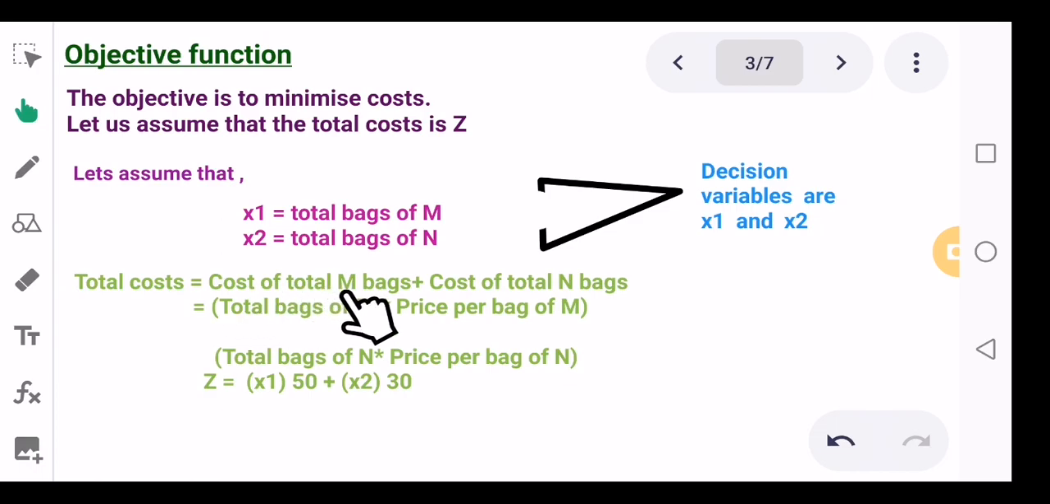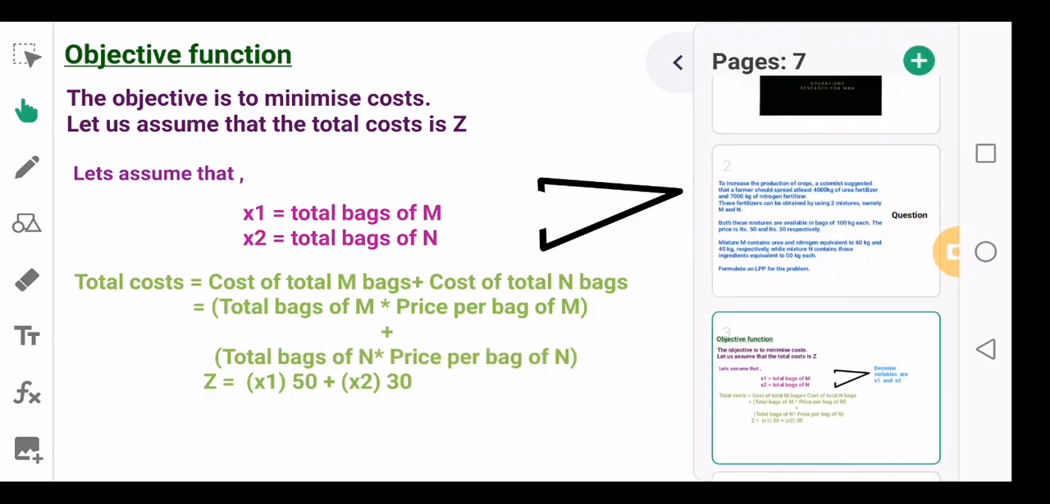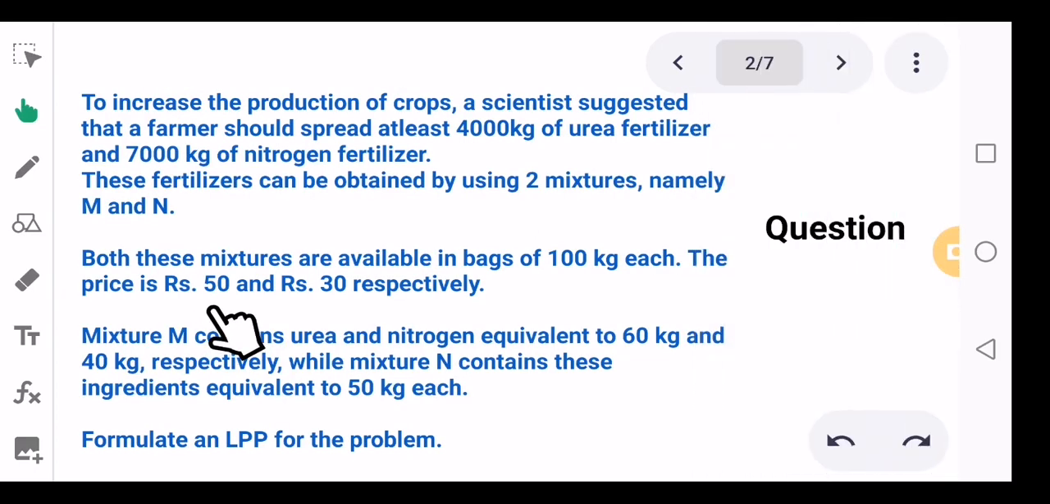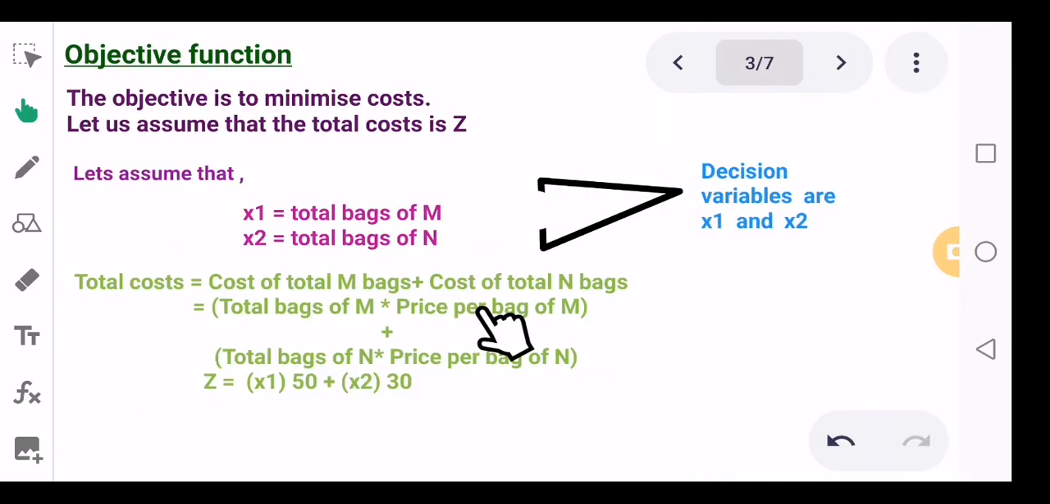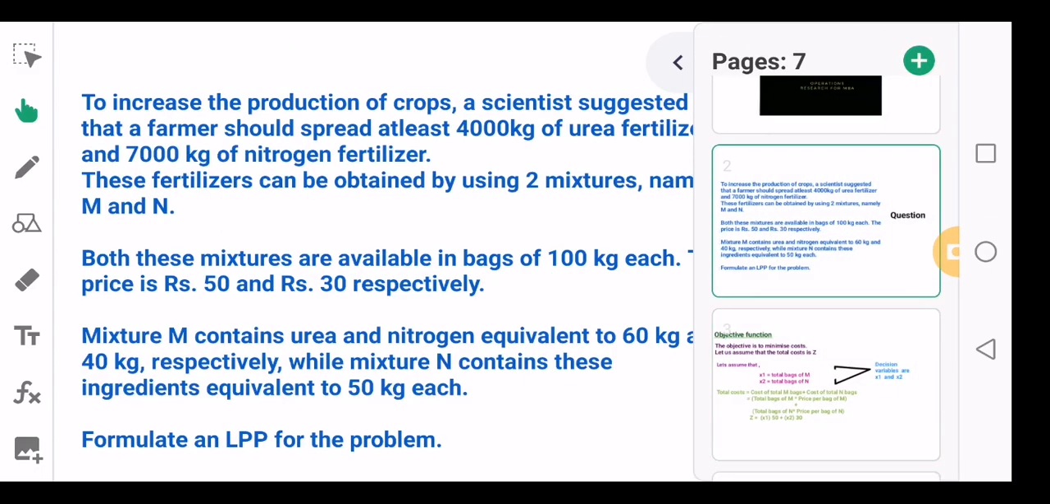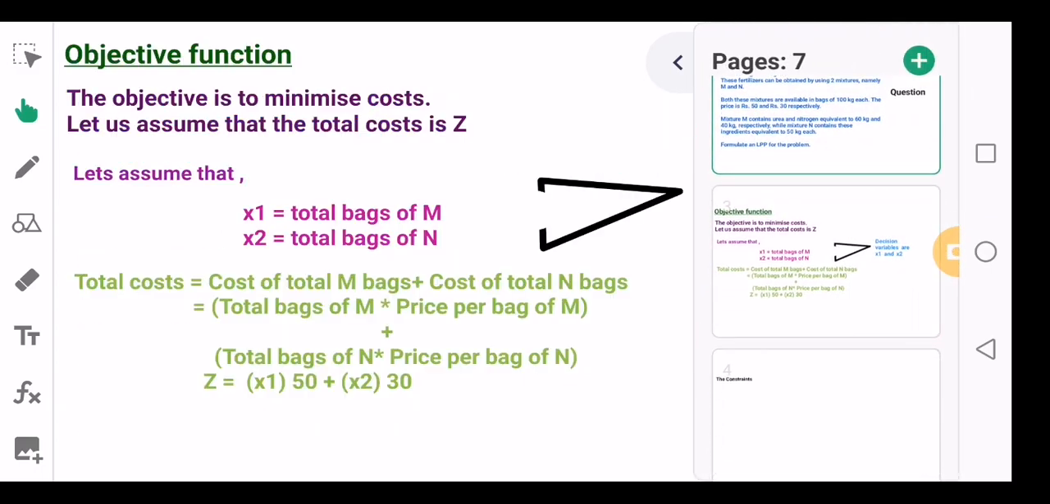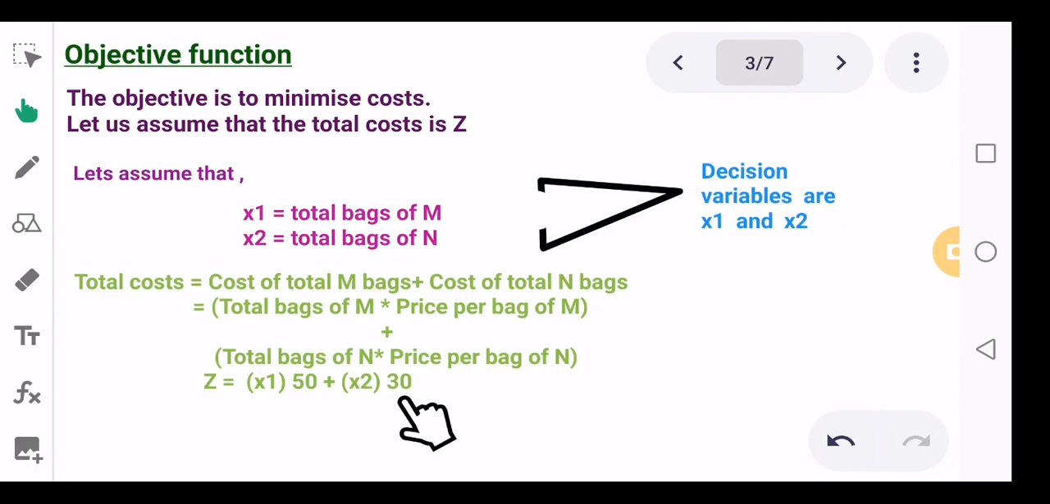Now, cost of M bags. Cost of M bags will be total bags of M into price per bag of M, plus total bags of N into price per bag of N. Price per bag of M is given in the question. That is this: price per bag of M is rupees 50. So we put it here, price per bag of M replaced by 50. Price per bag of N is given here, rupees 30. So we put it here, price per bag of N is rupees 30.